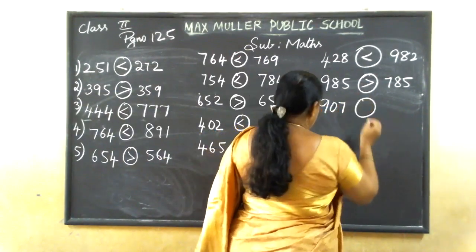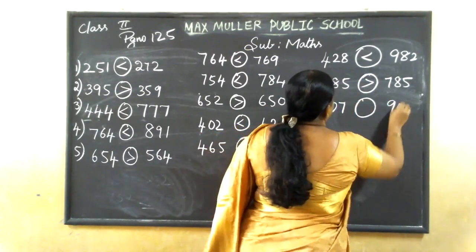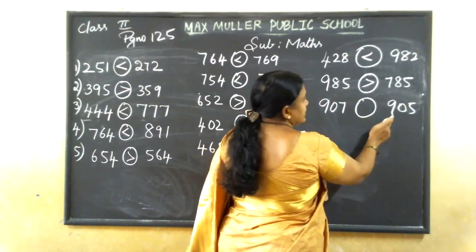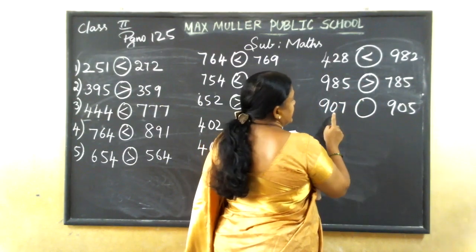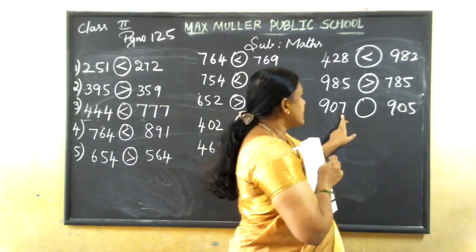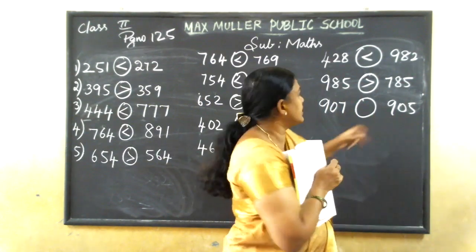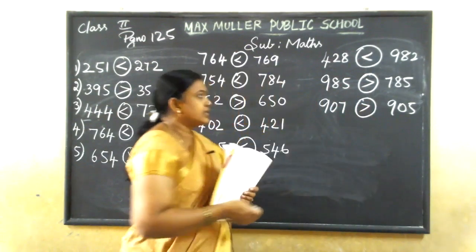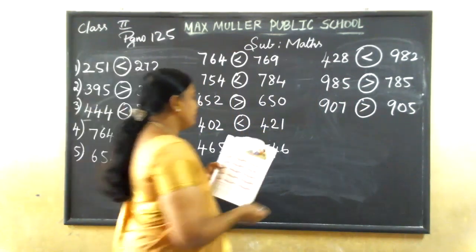907 and 905. See the hundreds place. Here also 9, here also 9. Here also tens place, 0, here also 0. See the ones place. 7 is here, 5 is here. Which one is greater here? 7 is the greater. So 907 is greater than 905.